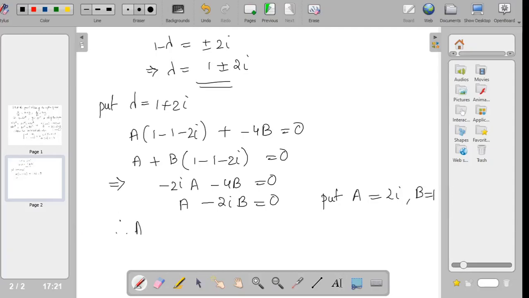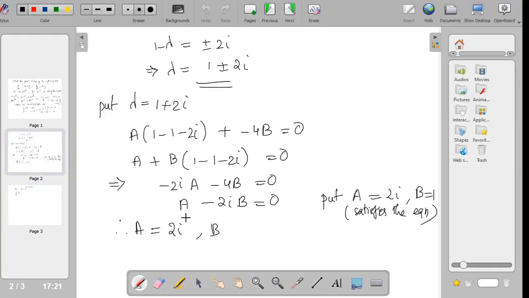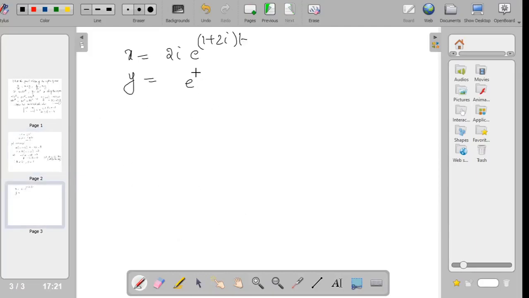So therefore a is equal to 2i. So this will satisfy the equation. Now we have got the values of a and b. So therefore now we have x = 2i e^((1 + 2i)t) and y, with b equal to 1, is e^((1 + 2i)t). So we have got a e^(λt) and b e^(λt).